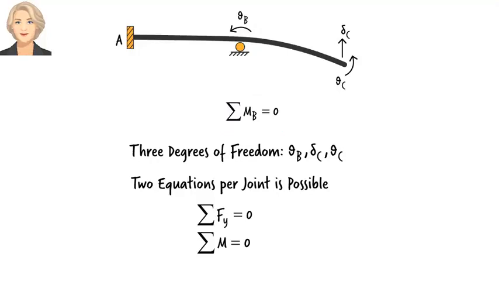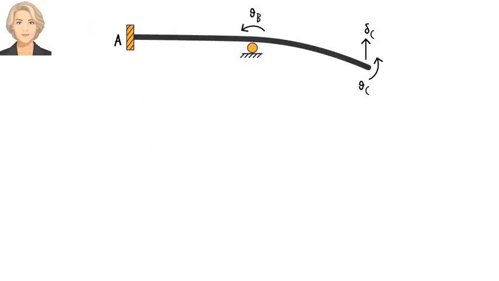Another degree of freedom is the vertical displacement at C. For this, we need to look into forces in y direction. So we write, sum of the forces in y direction at C must be 0. And we use the moment equilibrium equation at C since theta C is a degree of freedom. Here are the 3 equilibrium equations in terms of member end forces.